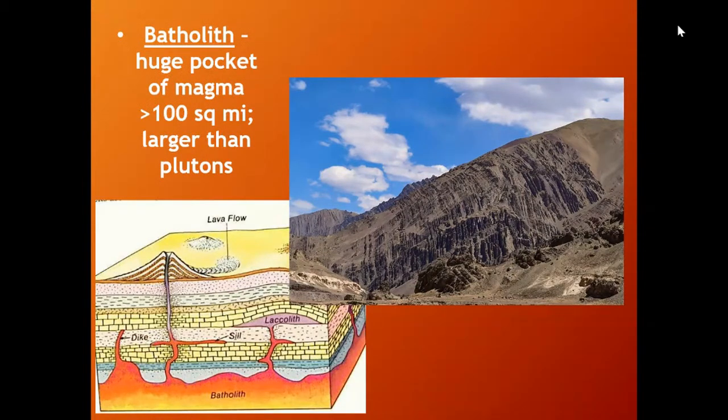Batholiths oftentimes, through erosion, reach the surface, and so we can see these beautiful rock formations of igneous rocks. You see one pictured here. Oftentimes in mountains, in mountain building, you'll see areas of batholiths.